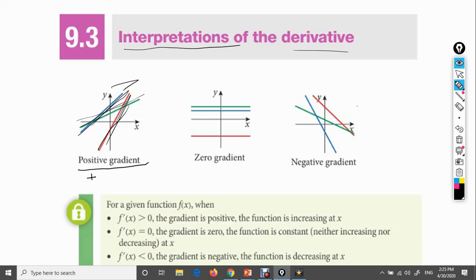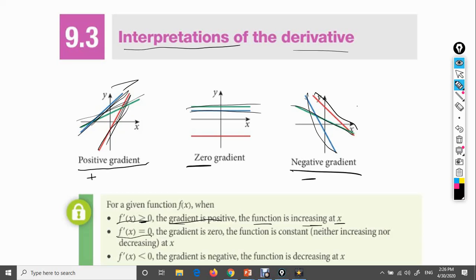A zero gradient occurs when you have horizontal lines, right? If you have a horizontal tangent to a graph, it means that the gradient at that point is zero. And likewise, if they are going down, always looking at them from left to right, then you have a negative gradient. This is useful for the interpretation of the derivative, because if you get a derivative that is positive, it means the gradient is positive. Therefore, the function is increasing at that value x.